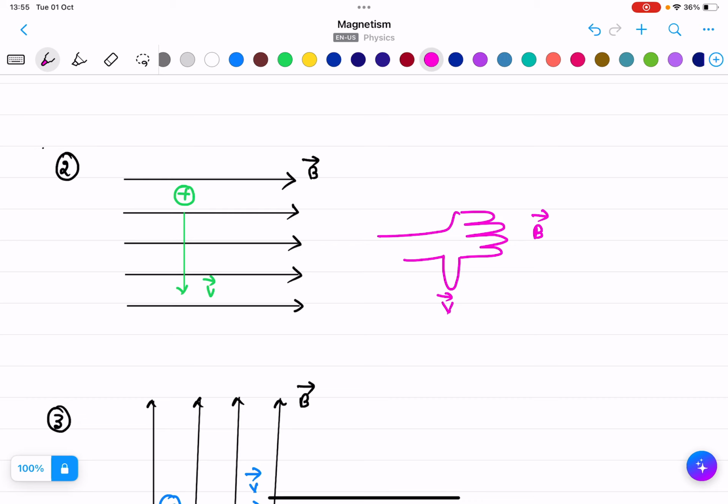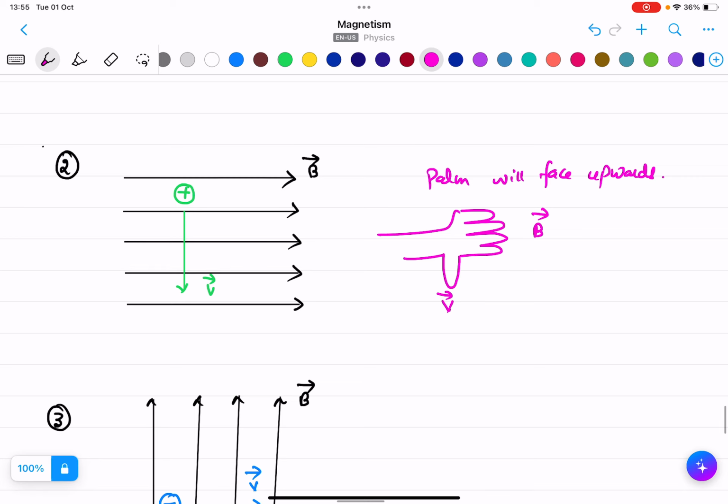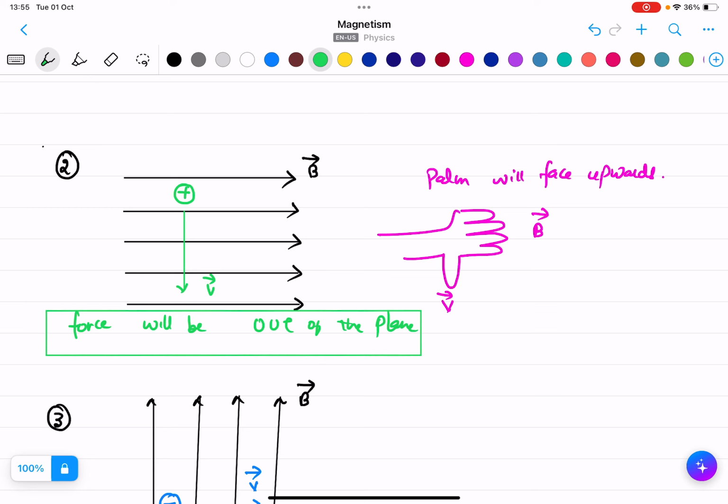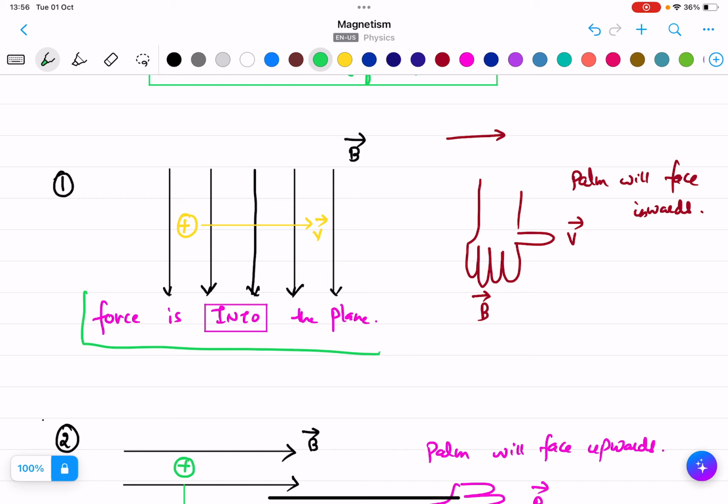So where will your palm be facing? Palm will face upwards. Please do it while watching the video. You will see palm will face upwards. That means force will be out of the plane. Is that clear to you? So force will be out of the plane in this direction. Force is into the plane in this direction.